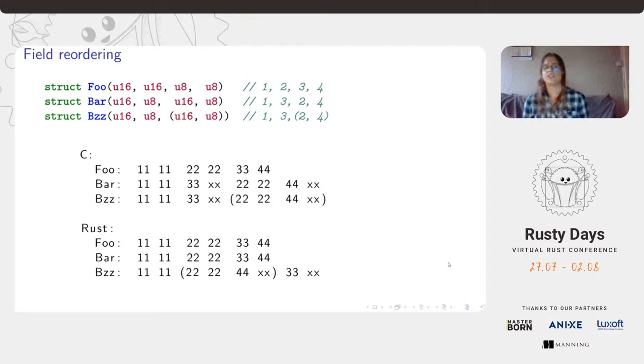So as you can see, in C, the order of the fields in the memory layout is exactly the same as the one in the declaration. If you use repr(C), you can see that. Otherwise, Rust structures don't really care about the order in which you declare your fields.